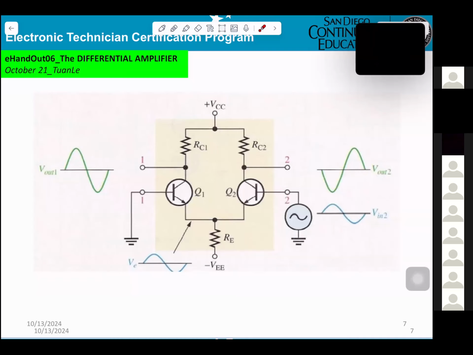Hey, Mr. Pham, quick question. Yes, sir. On your first one, you explained the common emitter. I agree with that, but I'm just looking at the wording. You got V in to and V out two. Then on the other side, you got V out one, but you got VE. Is that supposed to be V in one?